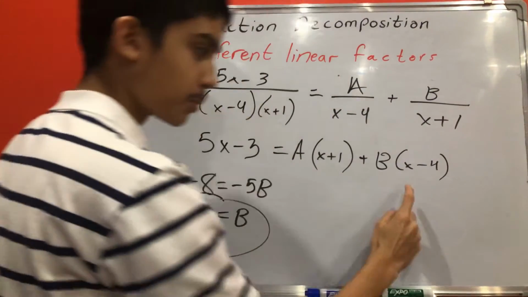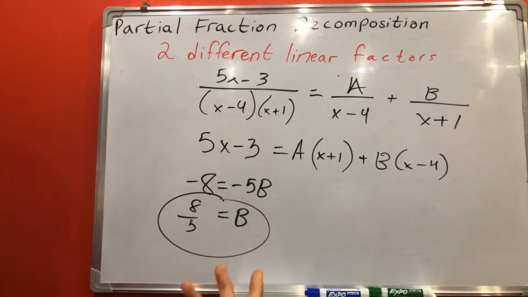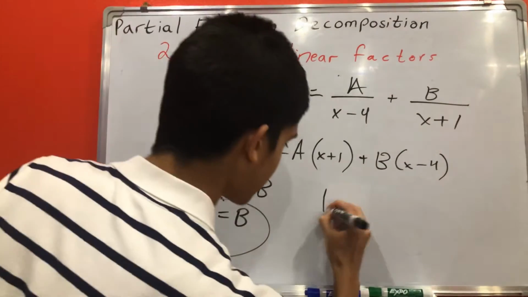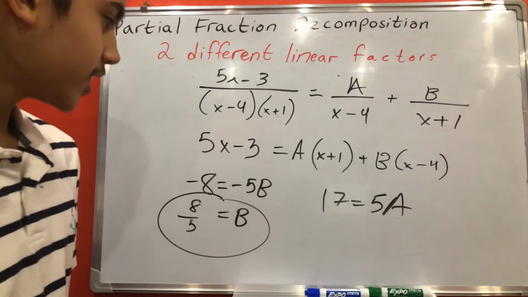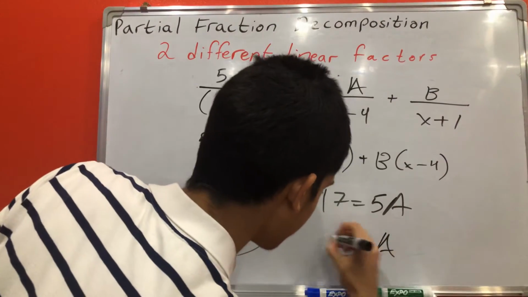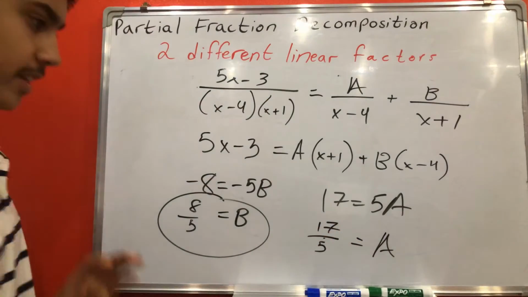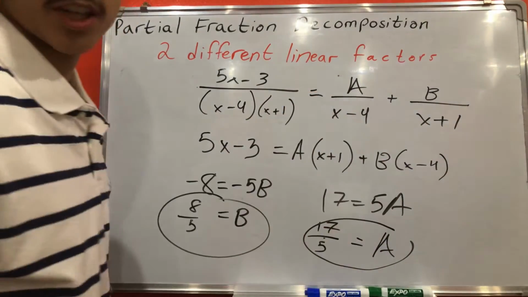And we'll do the same thing for A. So in order to solve for A, we want to cancel out B. So we'll plug in 4. And when we plug in 4, then we get that 17 is going to be equal to 5A. Okay? And so A is just 17/5. Right? And then we just plug in both of these values into our A and B, and we're done.